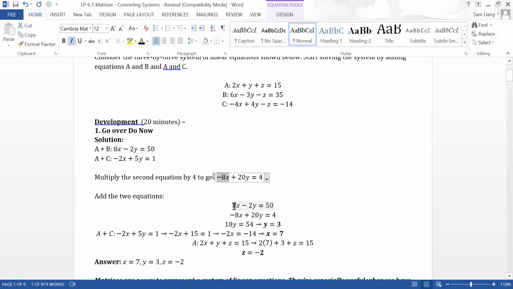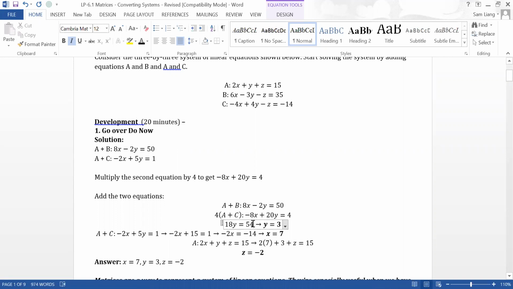So this equation is A plus B, and this equation was 4 times A plus C. That's what we got there. Then we're going to add these two. We're going to get 18y, right? Negative 2y plus 20y is 18y, and then 50 plus 4 is 54. From there, we're going to divide both sides by 18. We get y equals 3.